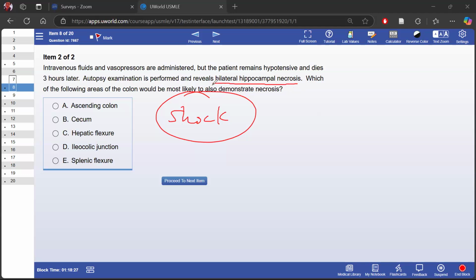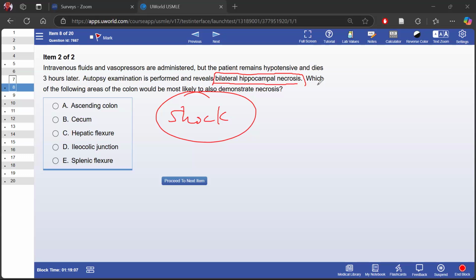So you have to know the watershed areas, right? In the brain, the hippocampus is a watershed area. It is between what? The junction of the middle cerebral artery and the anterior cerebral artery. So imagine there's a piece of land between two water hoses. If the pressure in those water hoses goes down, that land at the end will be the driest of any part of the vegetation of the land.